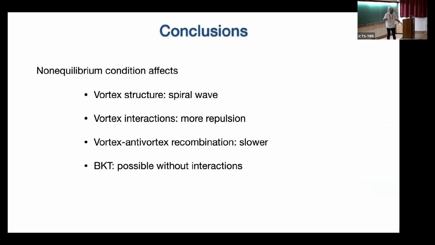So with this, I come to my final slide with the conclusion. I think I've told you that the non-equilibrium situation of these photonic condensates affects the single vortex structure, affects interactions between vortices, and therefore also the recombination, and that the Kosterlitz-Thouless transition, as soon as you have gain saturation nonlinearity, also becomes possible without interactions. So I would say for quite some of these aspects, more analytical understanding would be definitely welcome.